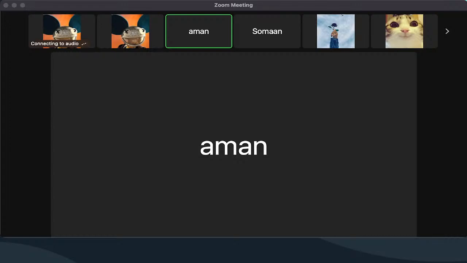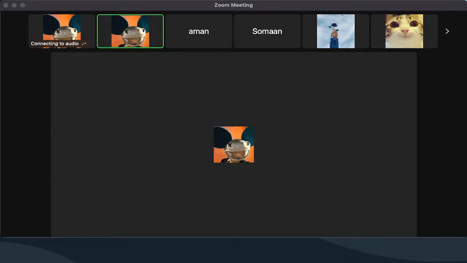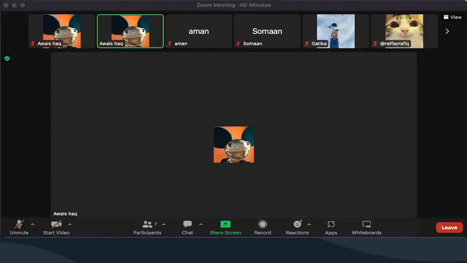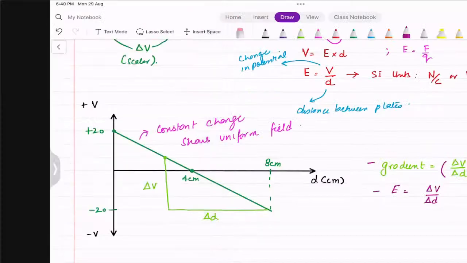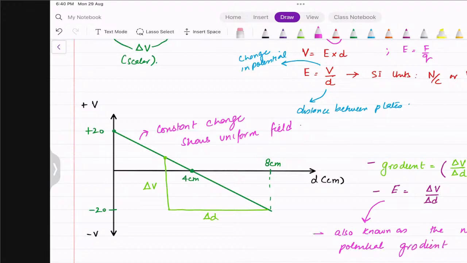So basically, this is why electric field strength is sometimes also known as the negative potential gradient, which means that if you take the gradient of a potential and distance graph, it will show you electric field strength. Any questions?